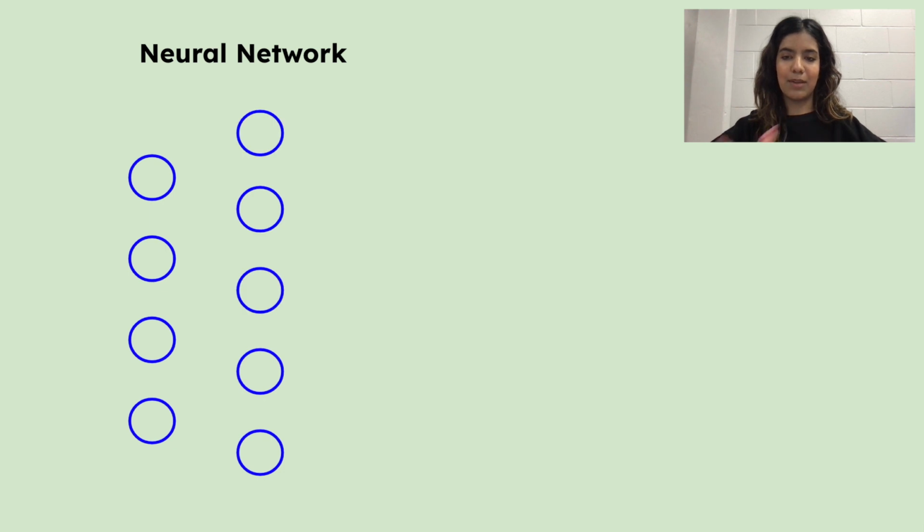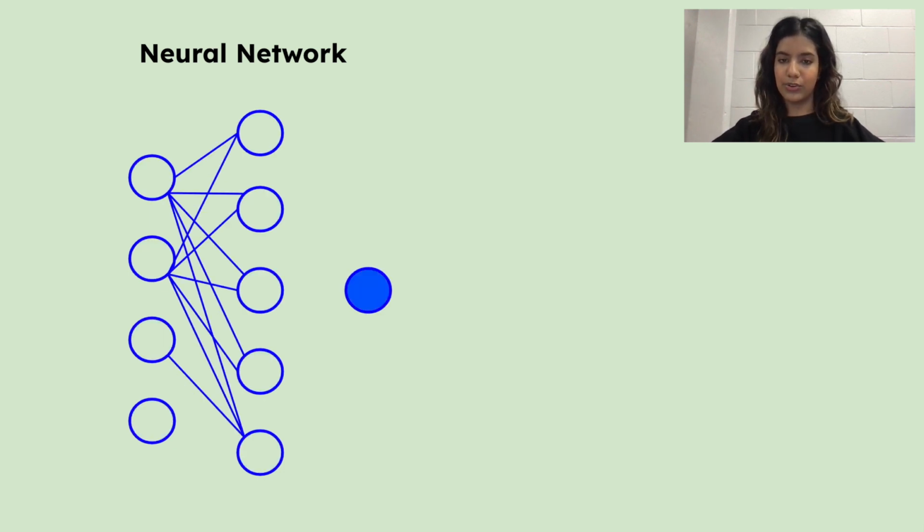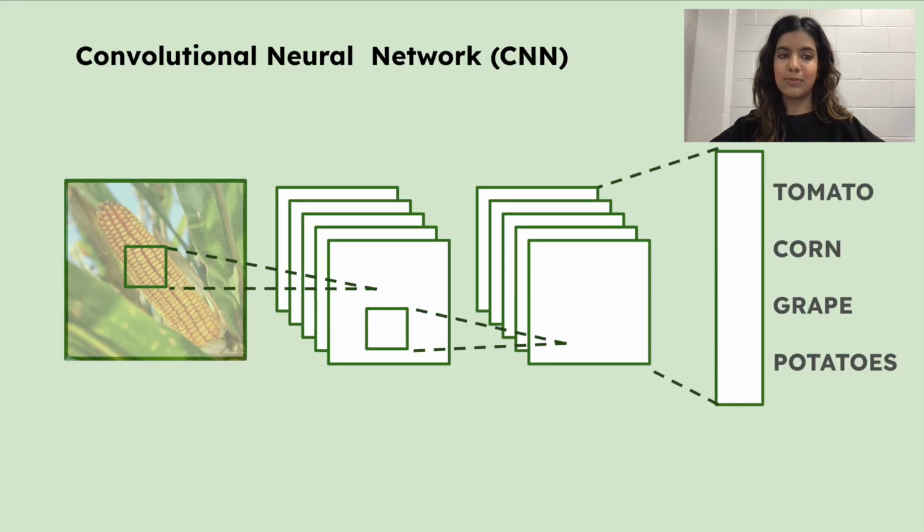So this is an animation of what it looks like with all the nodes interconnected with each other in a regular neural network. Specifically, let's go into convolutional neural networks.